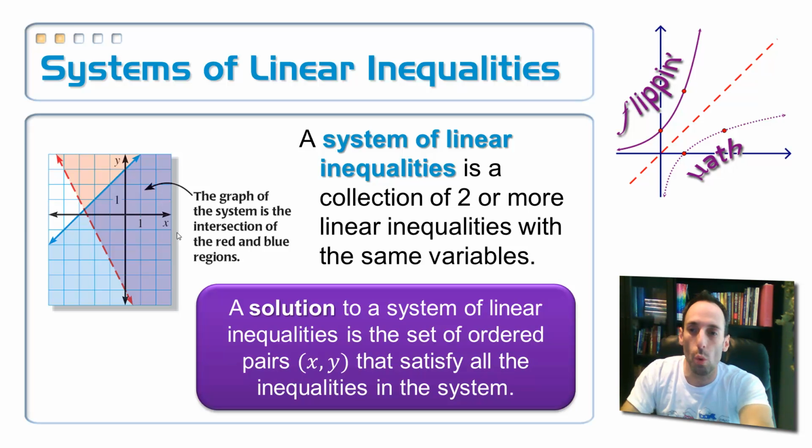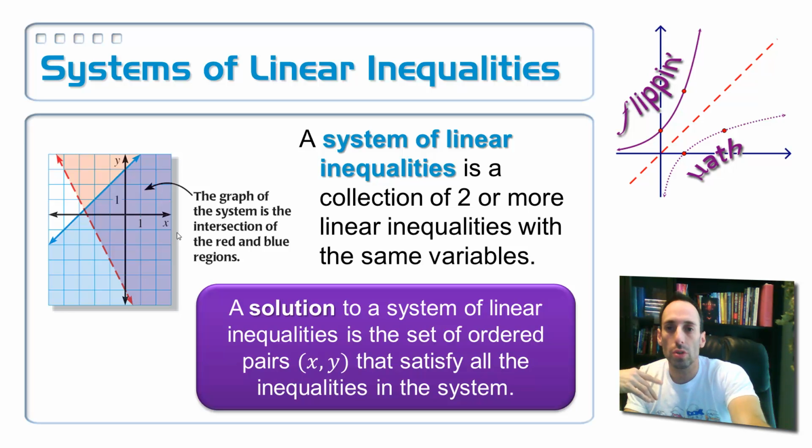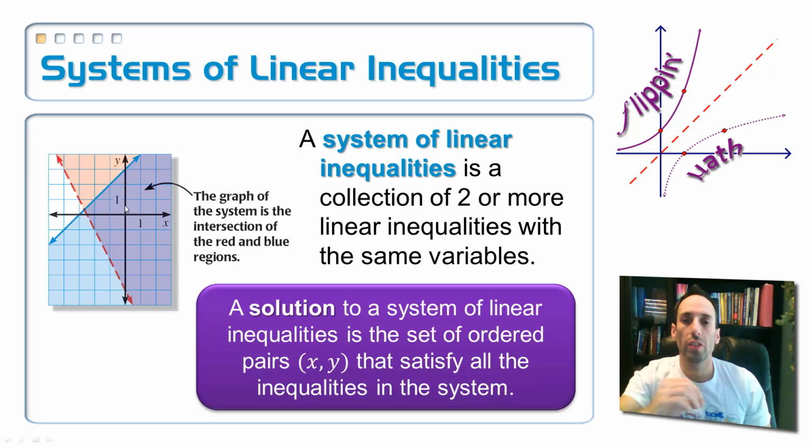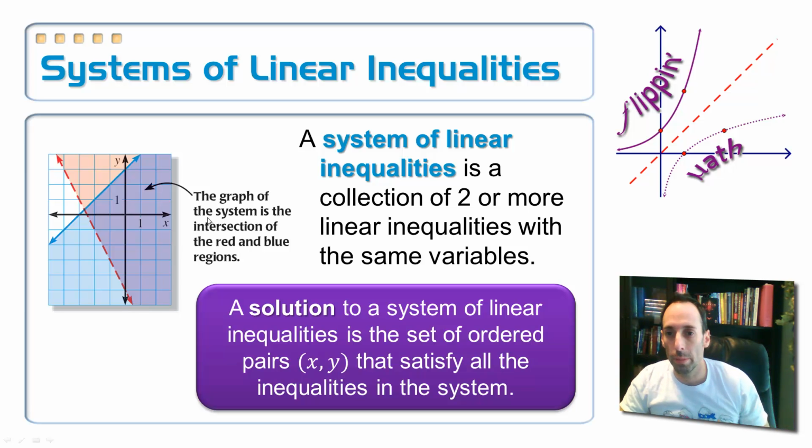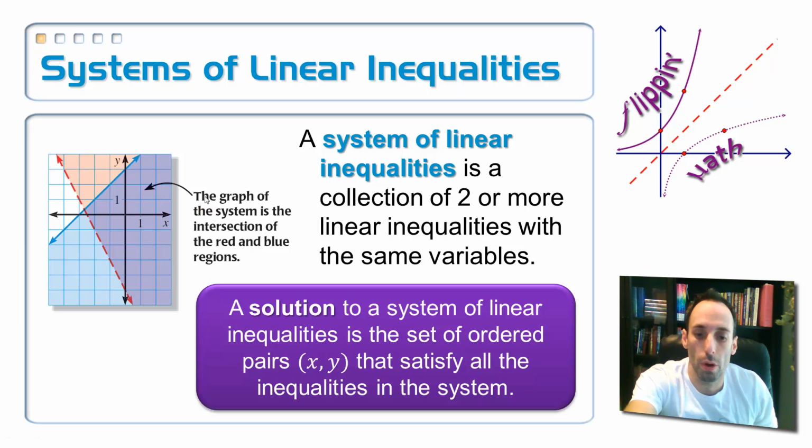It's a set of ordered pairs, x, y, that satisfy both of the inequalities if there's two of them, all three of them if there's three, and so on. So really what we're doing is, if I look at this system right here, the red line is shaded in red up above. The blue line is shaded in blue down below. I'm looking for what part, it's like a Venn diagram, what part do they have in common? The part that they have in common is the purple part.